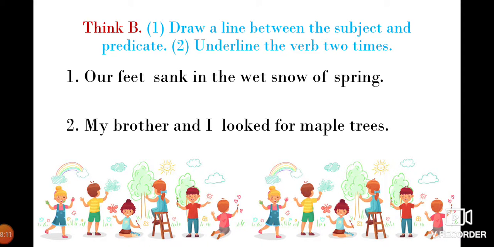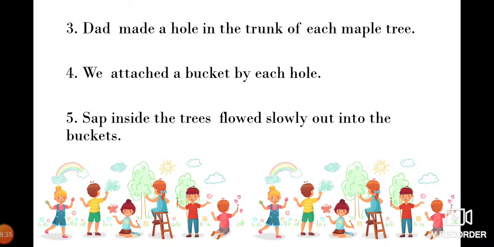"Our feet sank in the wet snow of a spring." Our feet is the subject. Then we have the predicate, and the verb is sank. Exactly. "My brother and I look for maple trees." We separate the subject and the predicate, and we identify the most important word in the sentence, that is the verb, and in this case it is look. So these ones are the verbs. Number three, "Dad made a hole in the trunk of each maple tree." Dad is the subject and the action is made. So we underline two times.